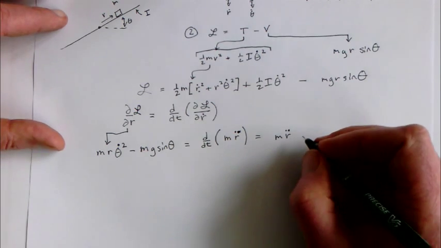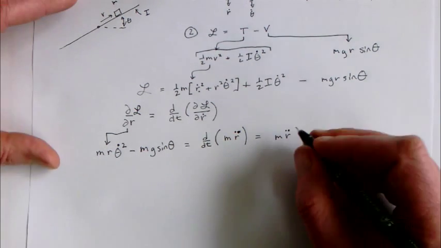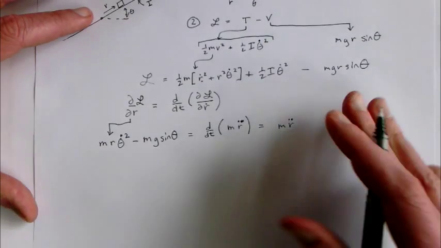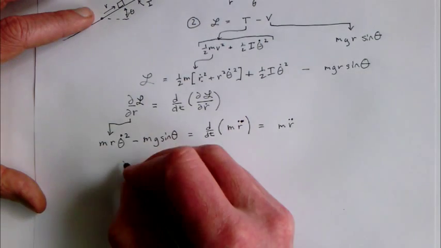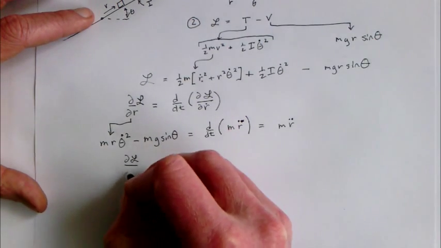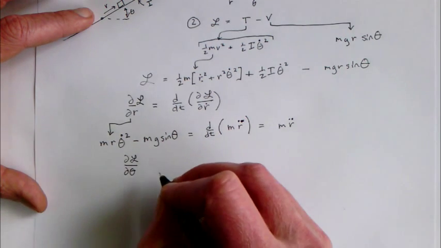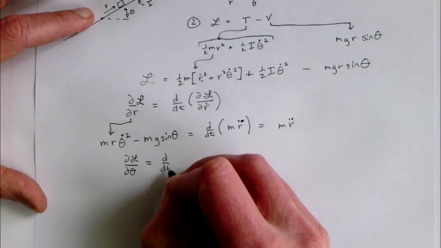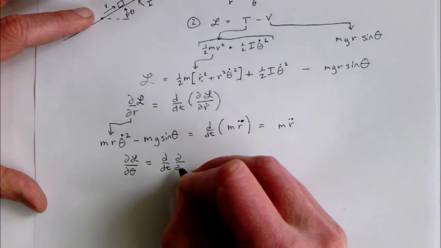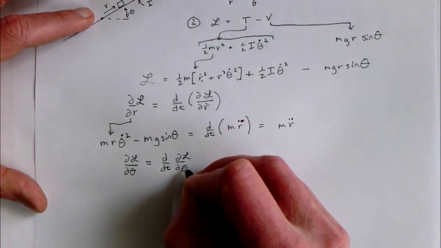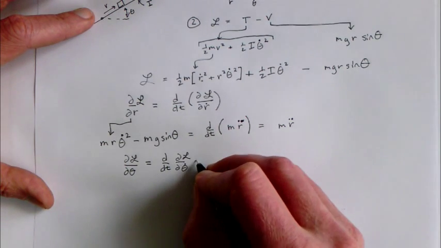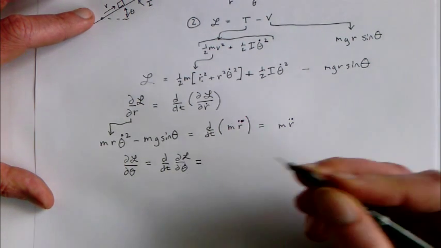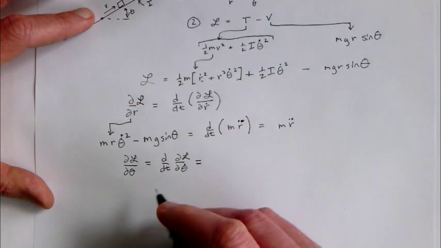So at this point, I have one of my equations of motion, but let's do the other one as well. The other one, I take the partial of the Lagrangian with respect to theta, right? And that has to be equal to the time derivative of the partial of the Lagrangian with respect to theta dot. Okay? And this one turns out to be a little bit more complex, so we're going to have to think about this one a little bit.